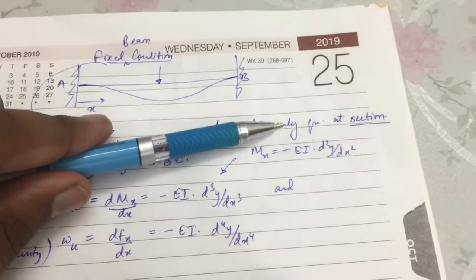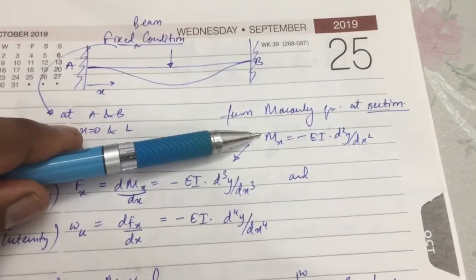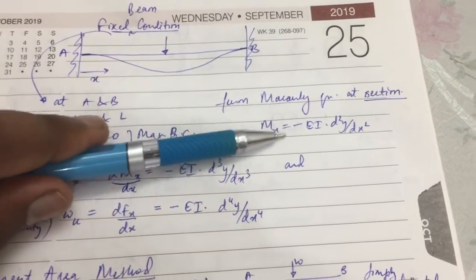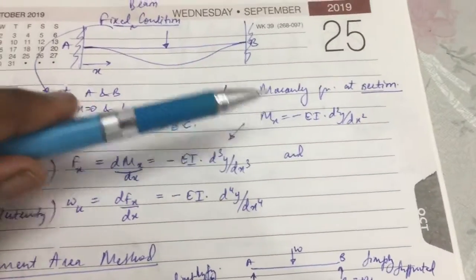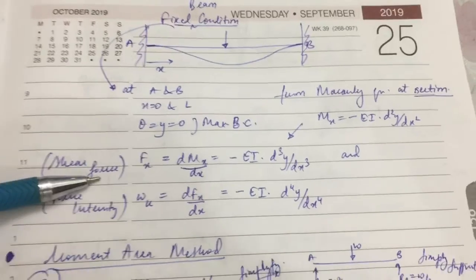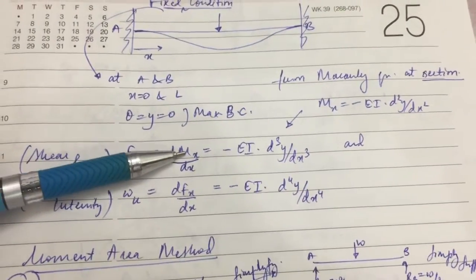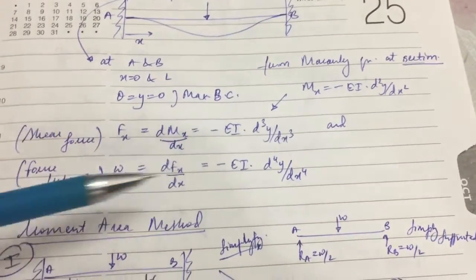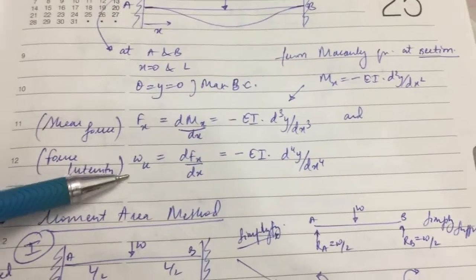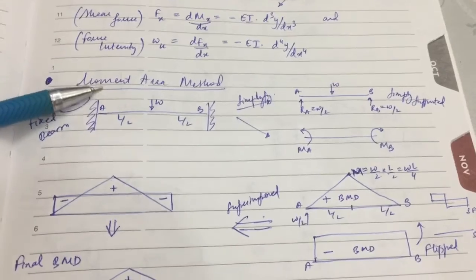From the Macaulay equation, at a given section, we can find the bending moment at the given section using this formula. From this formula we can calculate the shear force, which is nothing but the derivative of the bending moment, which is this expression, and we can find the force intensity, which is the derivative of the shear force. This is the expression.